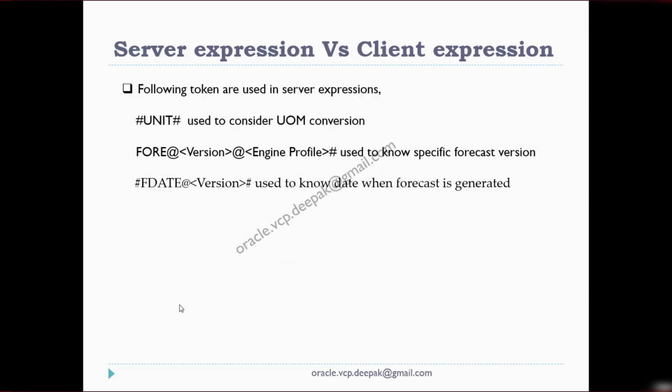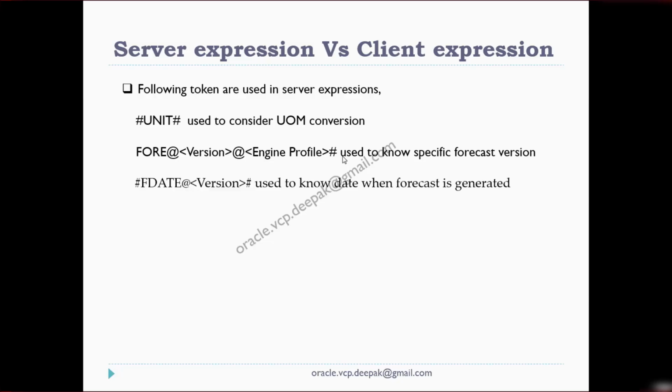now these are the tokens which are used by the server expressions. So unit hash, this is one of the tokens used for conversion. It might be a monetary unit, it might be a physical unit, in both cases. Okay, so these are the additional two. So the first one is for @version @engine profile hash. So what is meant by that?